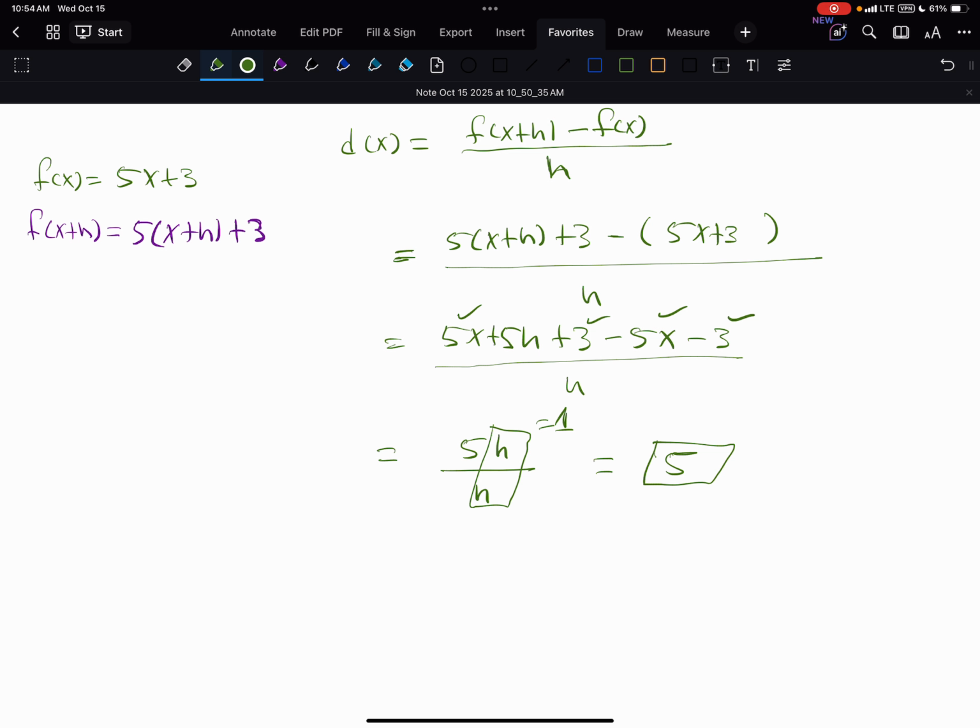That's probably a good place to leave this one. We'll try to look at maybe a more complicated example here in a second that could make this a little bit more interesting.